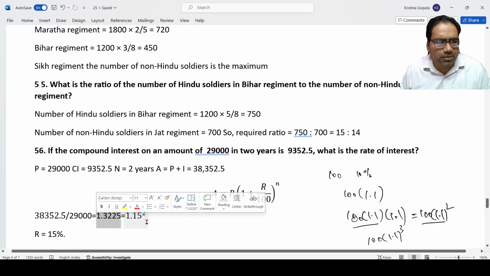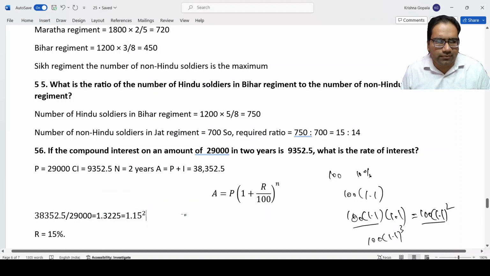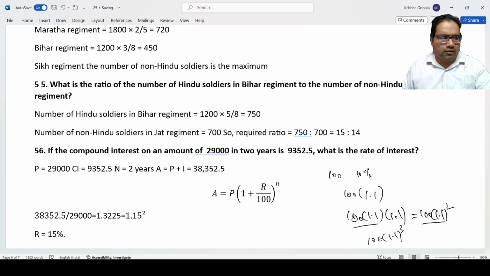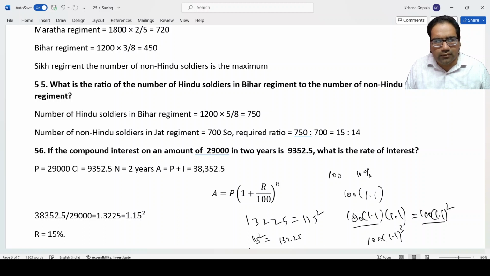Just by looking at this number, we should be able to say it is 115 square. This we should be able to spot immediately. 132.25 is equal to 115 square. How? 115 square is 11 twelves, 132.25. Just by looking at this number, because any square ending in 5 will have this property, right? 65 square is 6 into 7, 6 sevens, 42, so 4225. What is 55 square? 5 into 6, 30, 25.